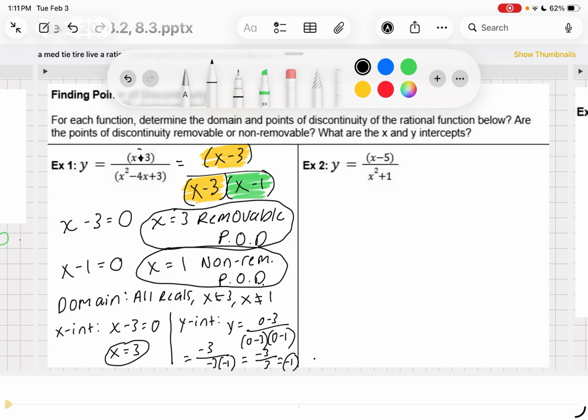All right, so this one actually, if we were to ask ourselves, can we factor x squared plus 1? The answer is no. And then again, is there any value for x for which that can be 0? And that is no. So what this means is there are no points of discontinuity, okay? Which means my domain is going to be all reals. This is going to be a continuous function.